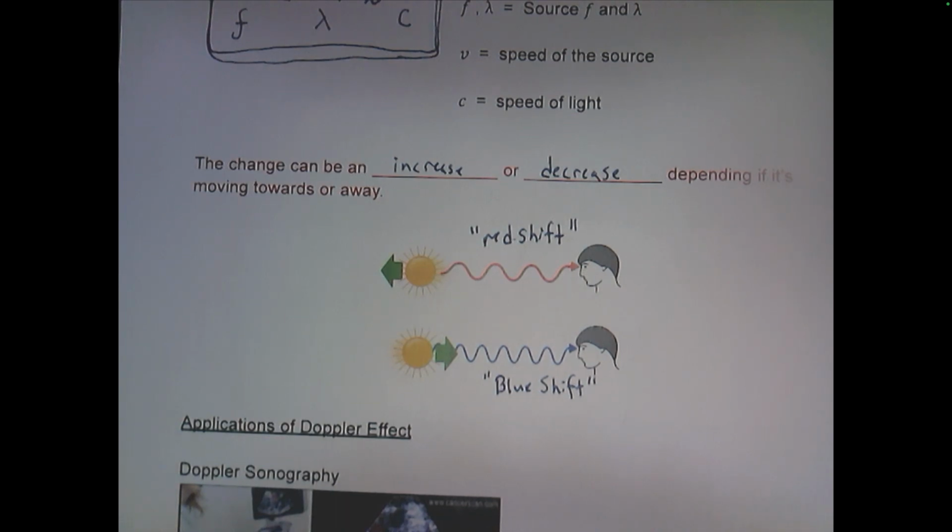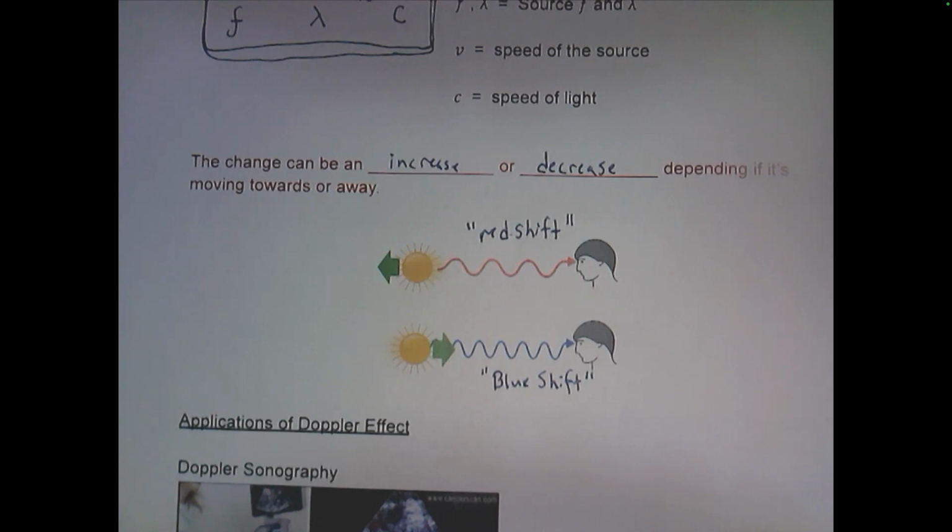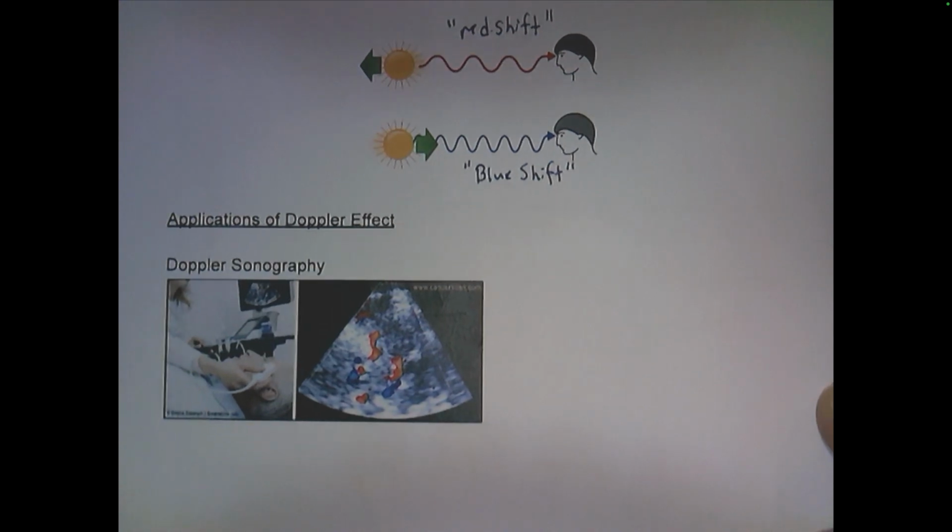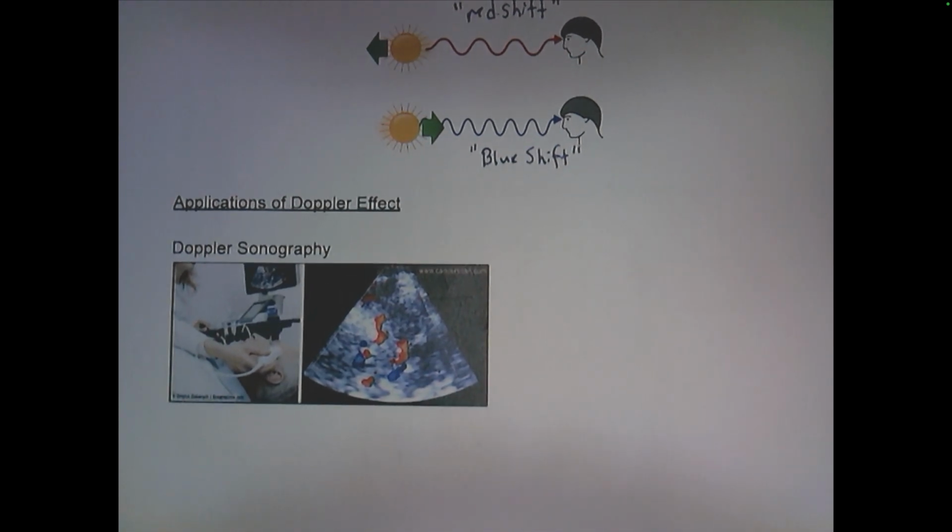We'll do a few example problems, but first let's just look at some places where you come across it in everyday life. There are lots of places where the Doppler effect is used in technology. One is ultrasound technology. You've got the probe. It's non-invasive. You hold it up against somebody's head or against their belly, and you're looking at waves of sound that you send into the body and that bounce back.